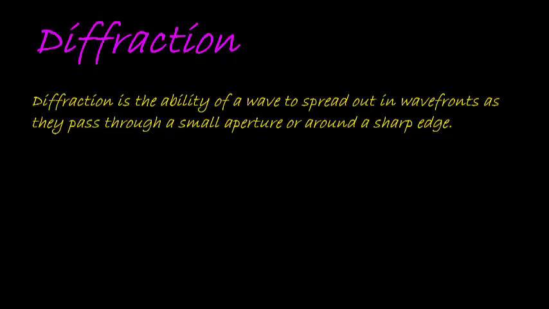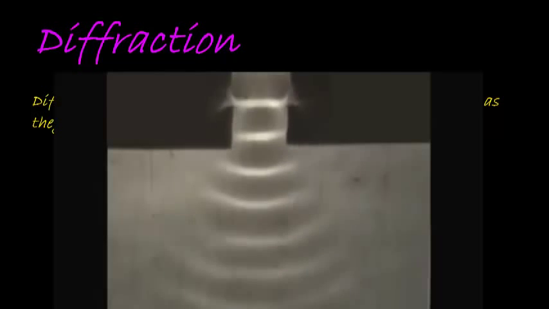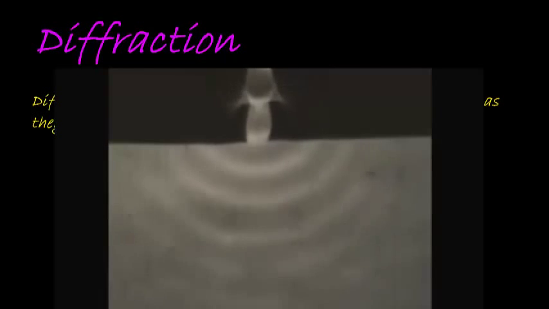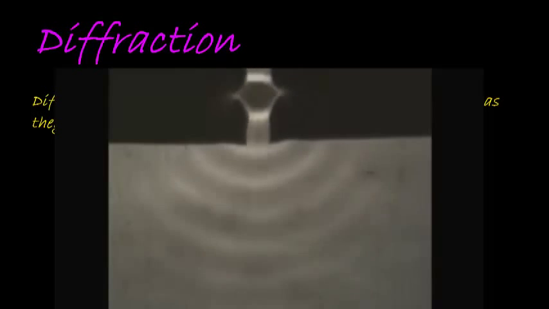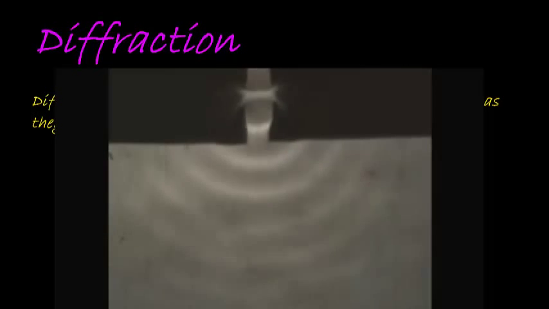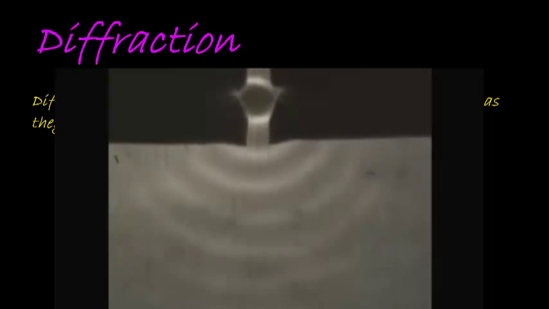I'll explain what diffraction is in just a moment, first a demonstration. Here you can see water ripples passing through an aperture, a small slit, and as it passes through we see an interesting thing. The waves bend. Now if we narrow the aperture, we see that the waves bend even more. And that is the relationship between the wavelength and the aperture. But this is exactly what diffraction is.